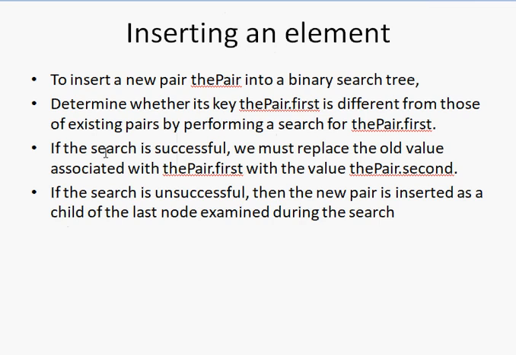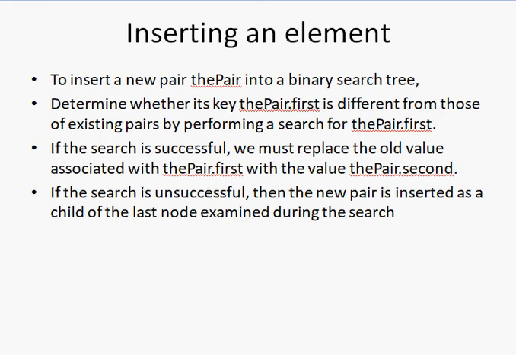If the search is successful, we must replace the old value associated with the pair. For a dictionary, a word has a meaning. Understand, word is key and meaning is its value. So replace the old value with the new value. And if the search is unsuccessful, then we need to create a node, and in that node the key as well as its value both should be fitted, and we need to understand where exactly it should get linked.